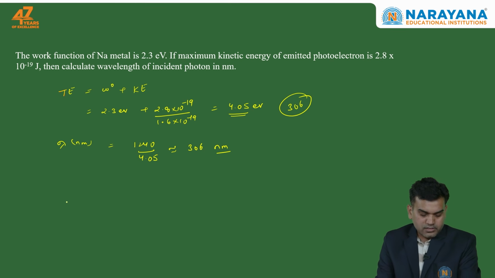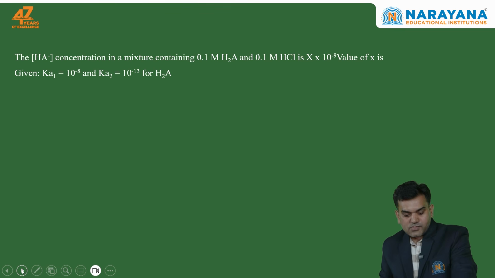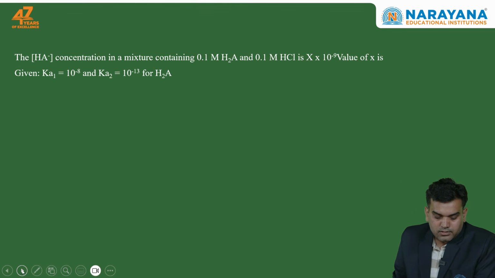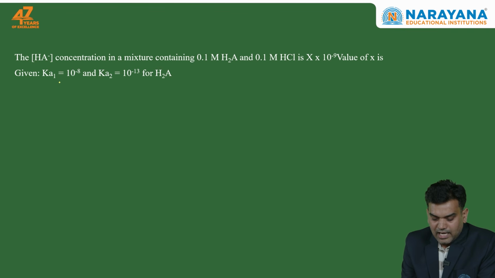Okay, let's come to the next question. This question is again from ionic equilibrium. So this time we have to calculate the HA negative concentration from this mixture. Find the value of X. Okay, so they have given Ka1 and Ka2.